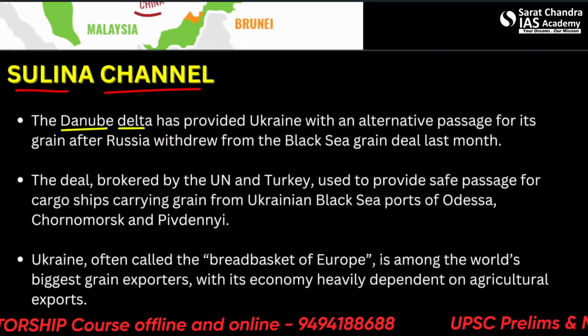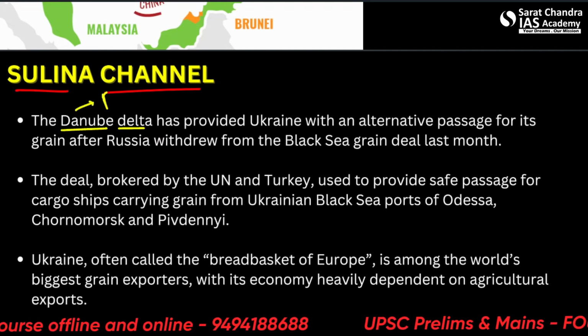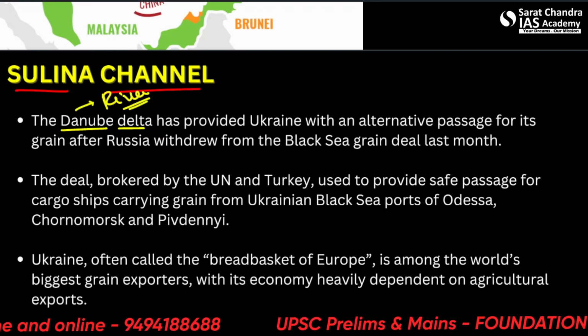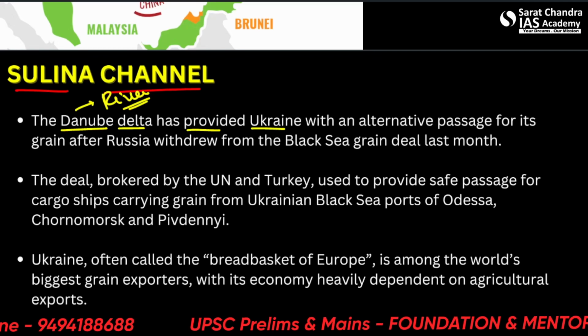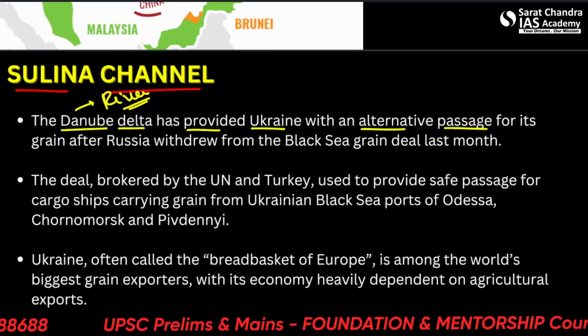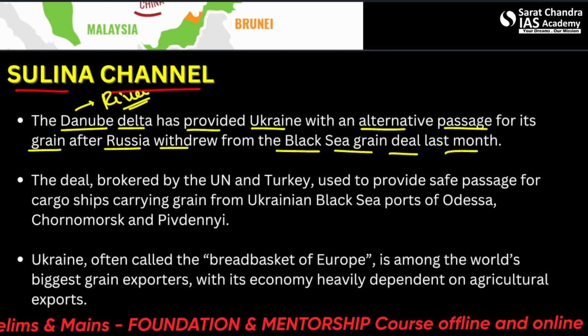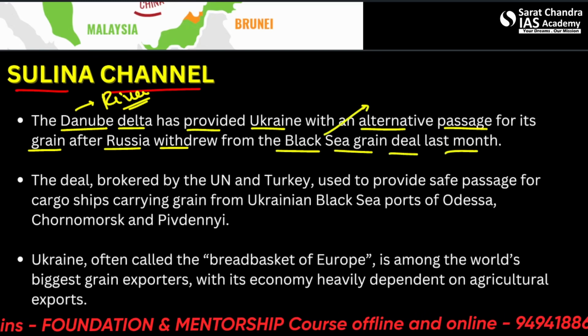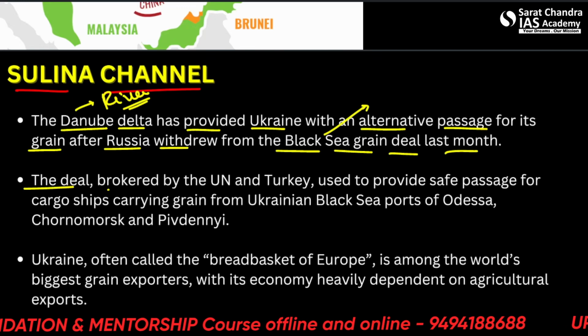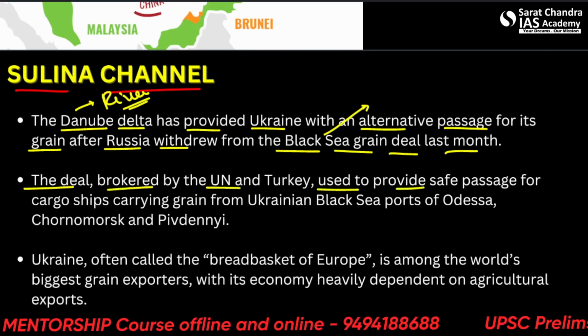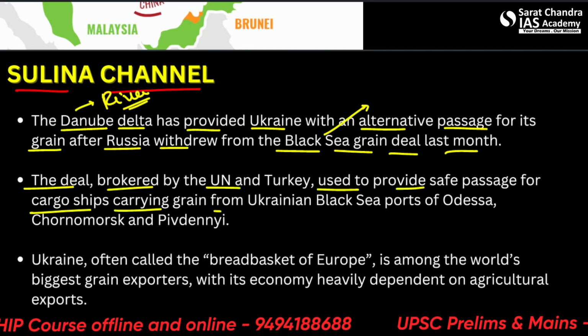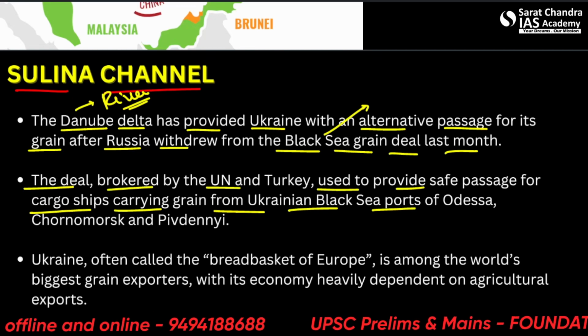So the Danube Delta. The Danube is a river, and we'll talk about this river. It has provided Ukraine with an alternative passage for its grain after Russia withdrew from the Black Sea grain deal last month. So where is the Black Sea? We'll see. The deal, brokered by the UN and Turkey, used to provide safe passage for cargo ships carrying grain from the Ukrainian Black Sea ports of Odessa.